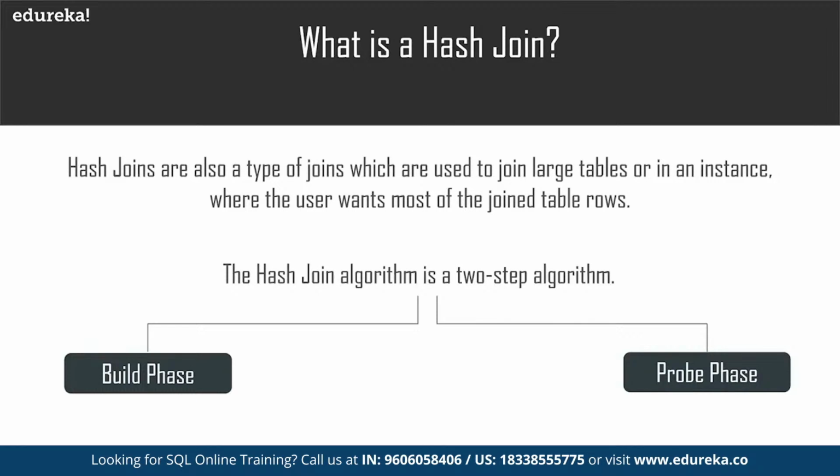So hash join is again a type of join used to join large tables, and it has mainly two steps, that is the build phase and the probe phase. In the build phase, you create an in-memory hash index on the left side of input, and in the probe phase, you go through the right side of input one row at a time and find the match using the index created in the build phase. So guys, that was about the hash join.